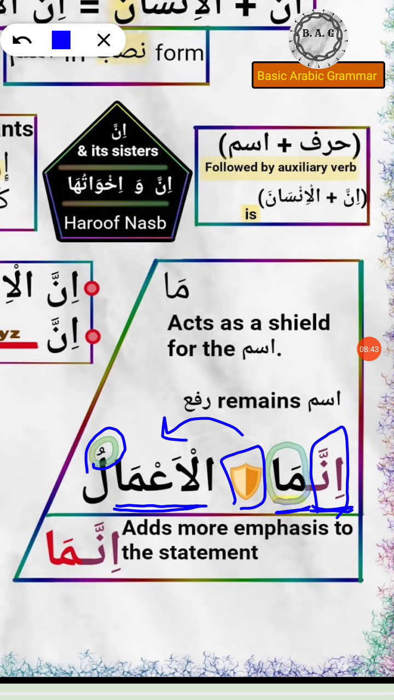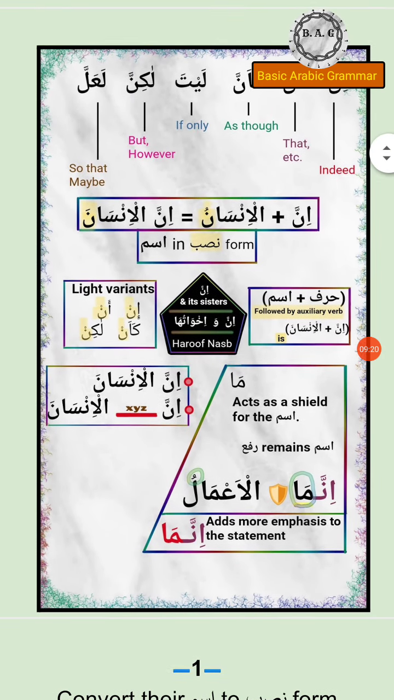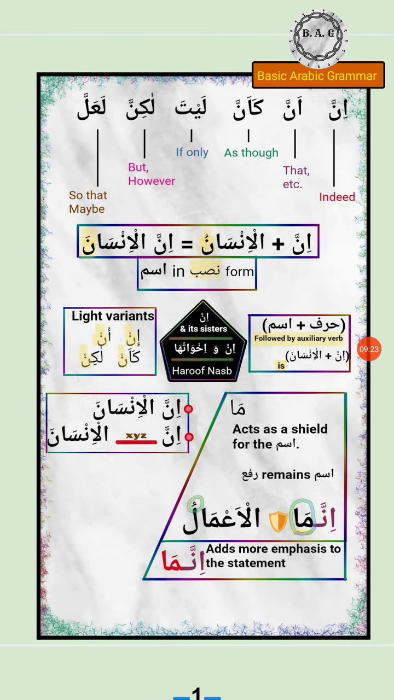So it becomes innamal a'malu. In the beginning without this ma it was only innal a'mala, but when we added ma to it, it became innamal a'malu. Now why is this ma added? It was added to give more emphasis to the statement. We are going to cover the various degrees of emphasis, and that's when we are going to cover all of these different types of emphasis in a very extensive manner, inshallah. So, this was our overview.